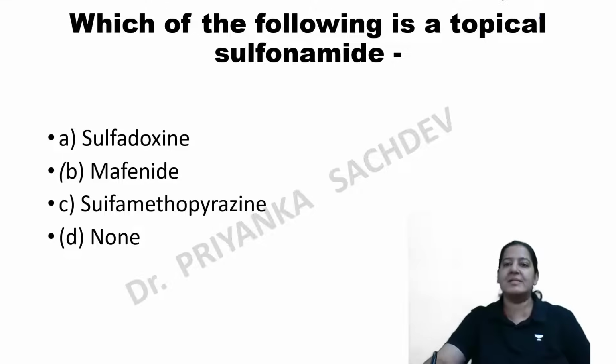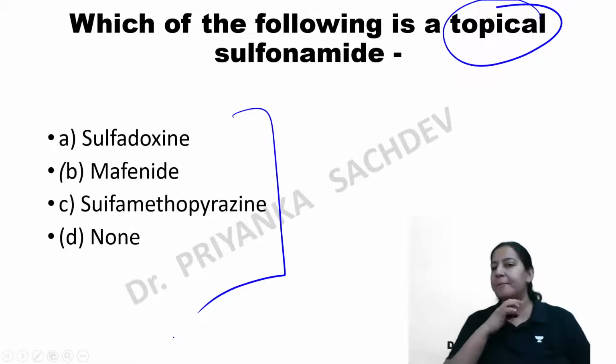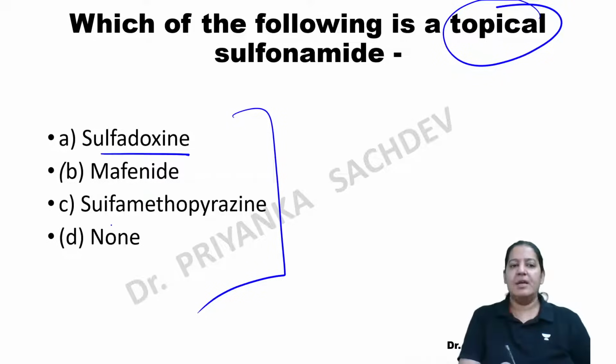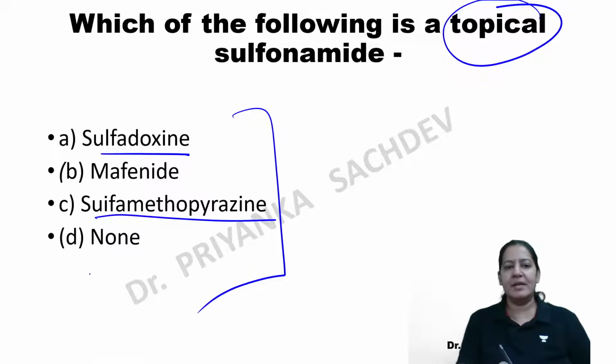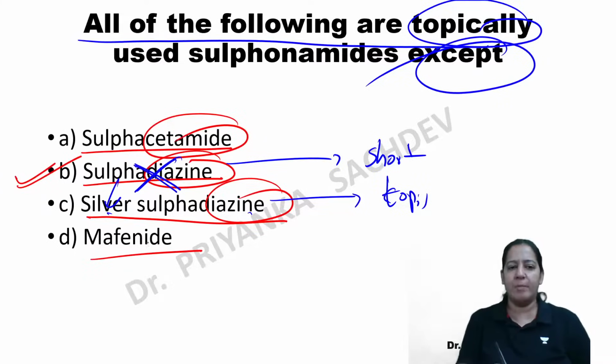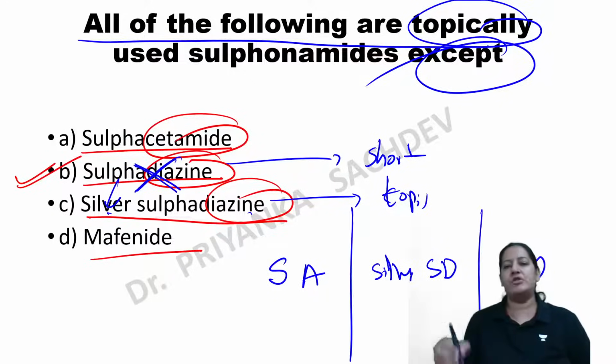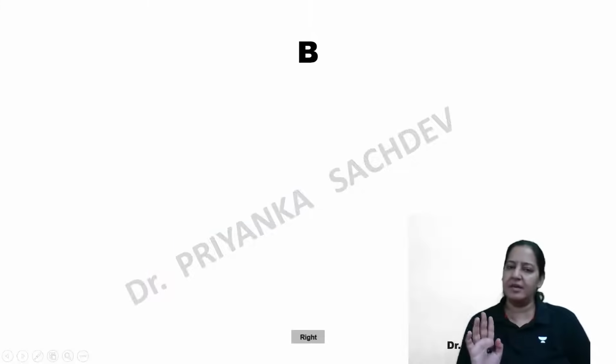Which of the following is a topical sulfonamide? I'm asking, it's a very easy question. Is it sulfadoxine? Is it sulfamethopyrazine? Or is it none? Or is it mephenide? So mephenide is the answer, right? Mephenide is the topical one. You know the three topical ones. What are they? Sulfacetamide, silver sulfadiazine, and mephenide. Mephenide is one of them. So the correct answer here is mephenide.